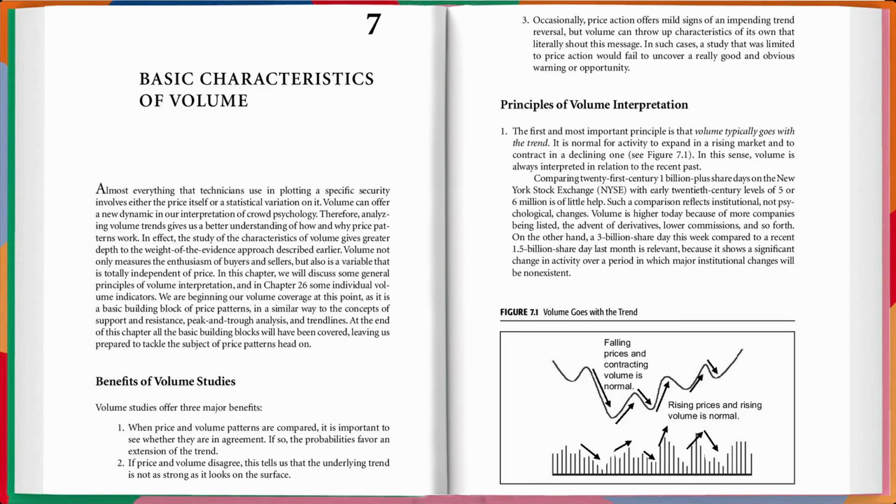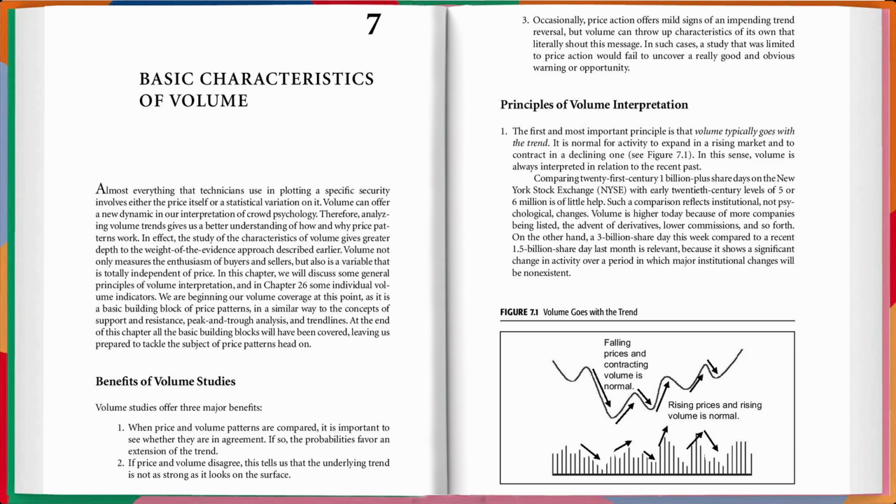Chapter 7. Basic characteristics of volume. Almost everything that technicians use in plotting a specific security involves either the price itself or a statistical variation on it. Volume can offer a new dynamic in our interpretation of crowd psychology. Therefore, analyzing volume trends gives us a better understanding of how and why price patterns work. In effect, the study of the characteristics of volume gives greater depth to the weight of the evidence approach described earlier.